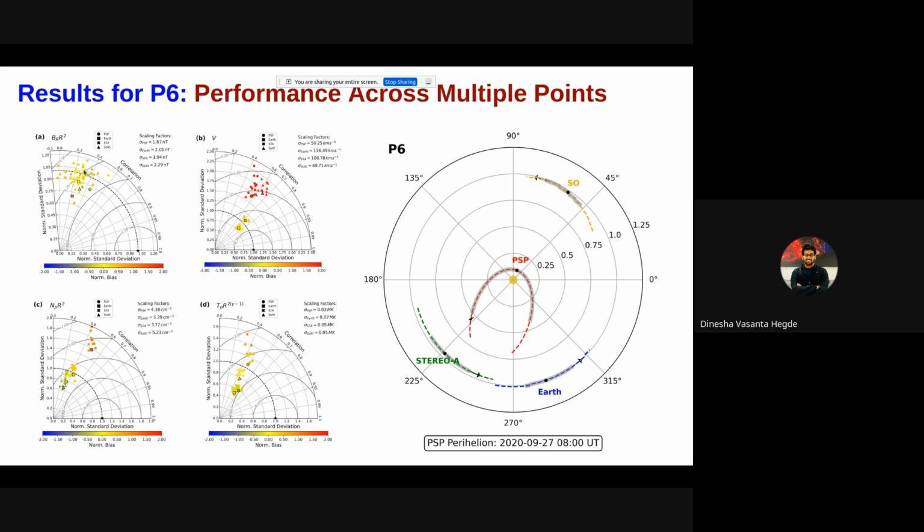And this is also because BR has a polarity component. So if you miss a polarity, you will be anti-correlated or badly correlated, right? So this is having a penalty for that.